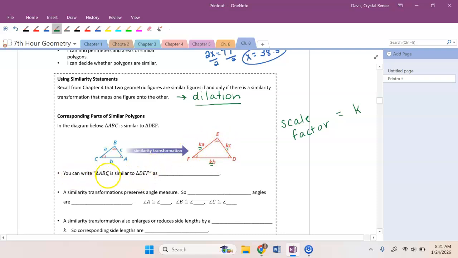So you can write triangle ABC is similar to triangle DEF as triangle ABC is similar to triangle DEF. And remember, this is the symbol for similar.